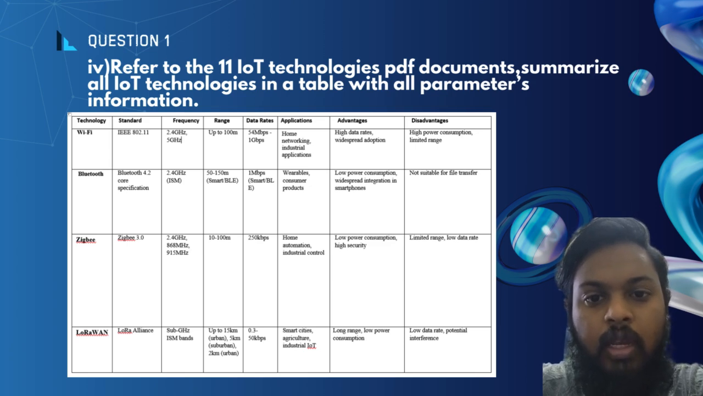Next is LoRaWAN. It is described as a low power wide area networking protocol designed to wirelessly connect battery operated things to the internet. It can be used to control air conditioners, heating systems, street lights, security, and other IoT applications.